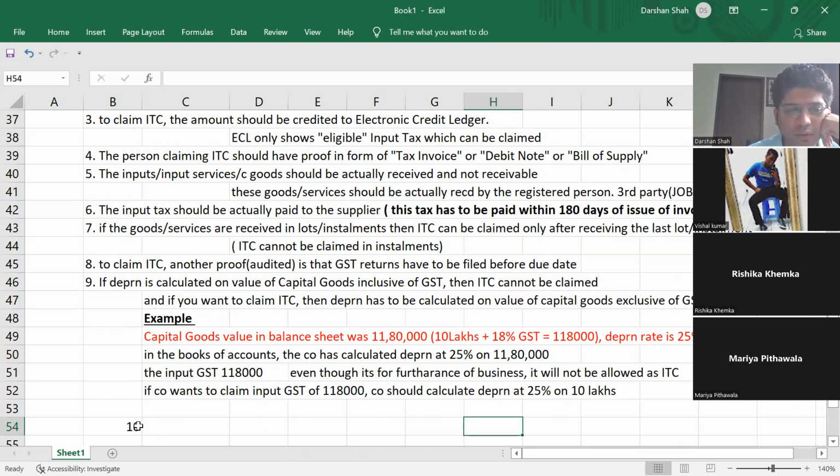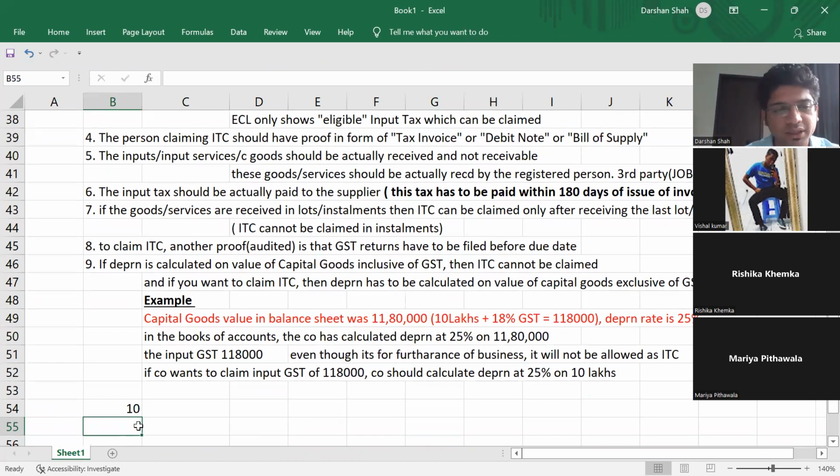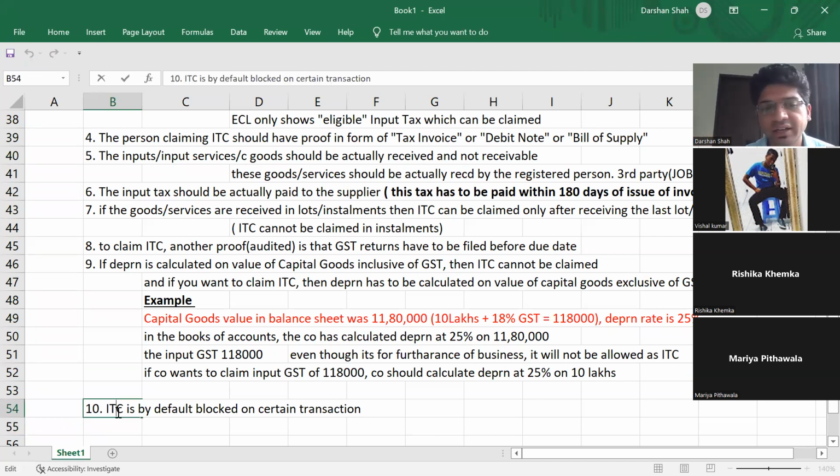All right. Now comes the important part. Condition number 10 is that input tax credit is by default blocked on certain transactions, like a negative list. Correct? So even though they will be for furtherance of business, tax invoice will be issued, all above 9 conditions will be satisfied, but government is giving a list. ITC is by default blocked on certain transactions. That is the list given by government.